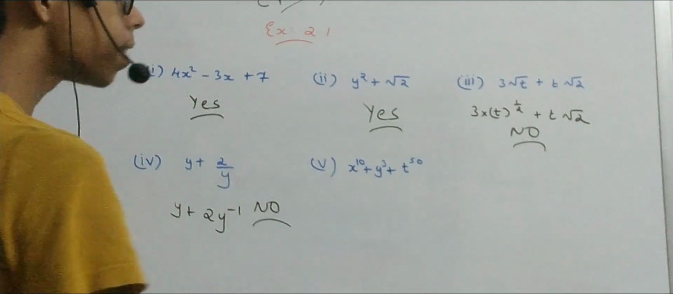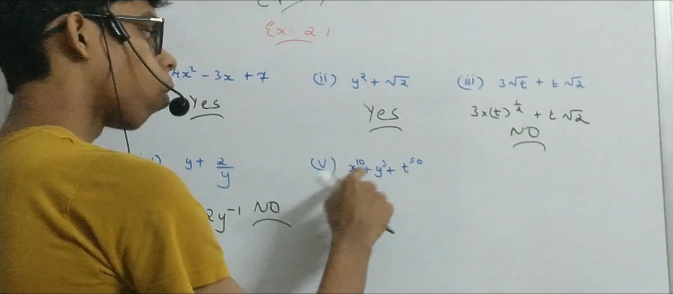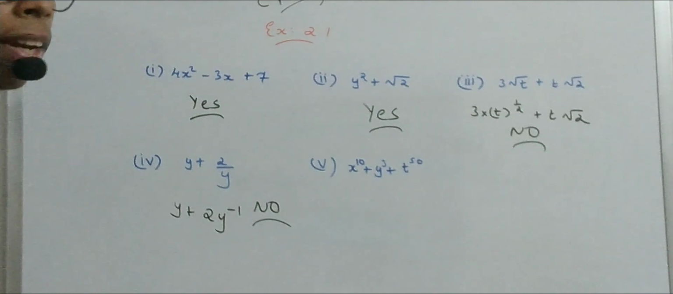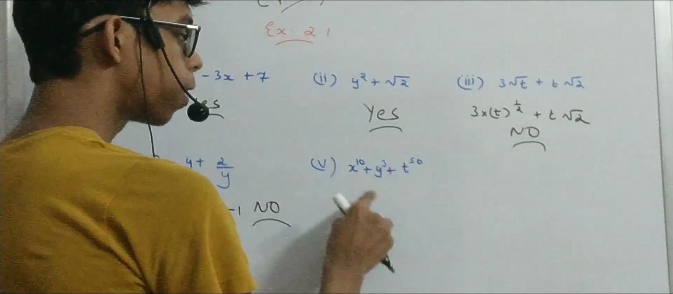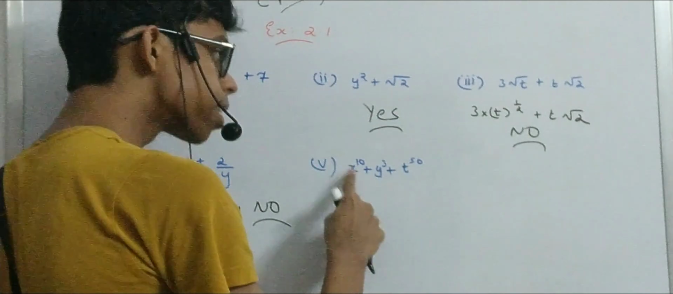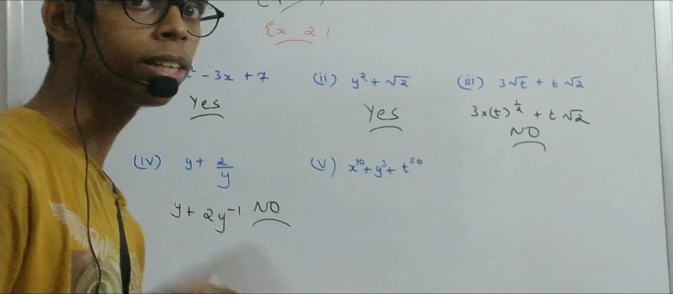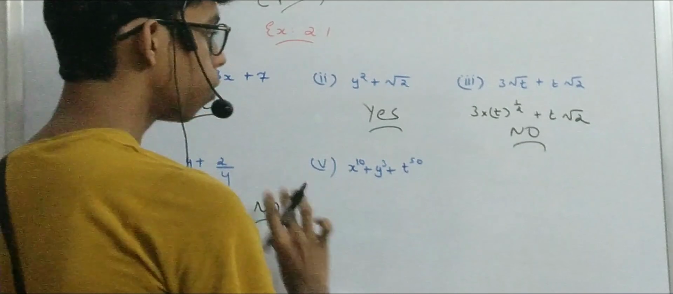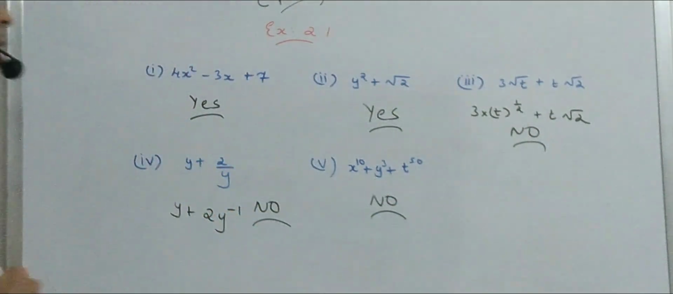And next one is x raised to 10 plus y cube plus t raised to 50. If you see, all the powers of the variables are whole numbers. But in the question they have asked which of the following are polynomials in one variable. Here we are having three different variables which are used, that is x, y and t. So this is not a polynomial in one variable, it is a polynomial in three variables. But the question was to identify the ones in one variable. So this also is not a polynomial in one variable.